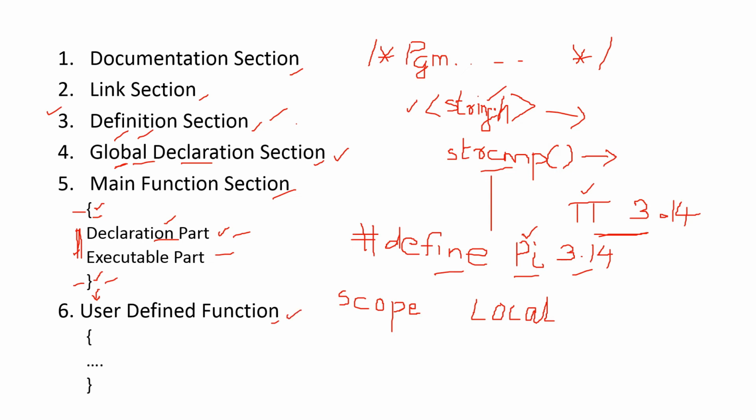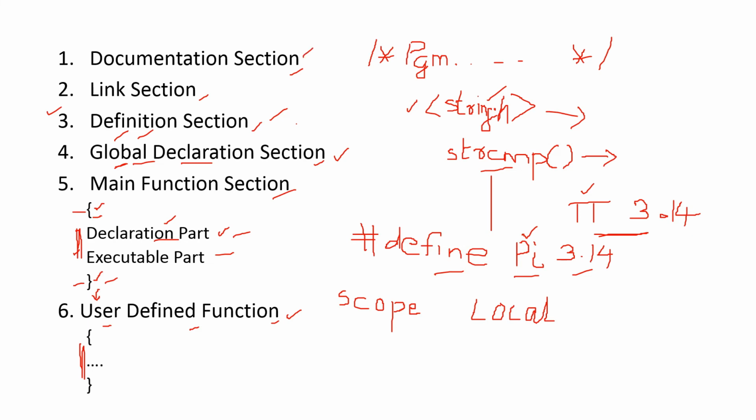Very simple programs can be written without functions or with functions, and when we go to the function section it will be more clear. A user defined function is based on the necessity of the user. He is defining the function and explaining it. See, this is the function. So this is the structure of a C program.